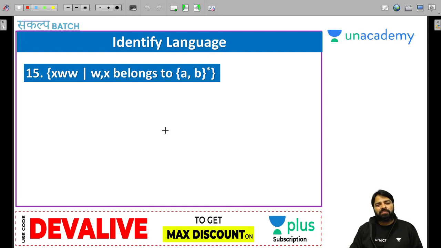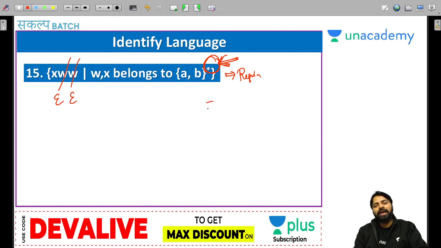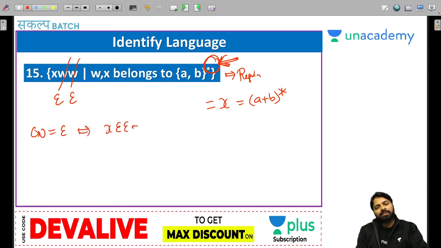Now, XWW. Just for cross checking: is it regular or not regular? We have already done this. It is regular. What are you looking at? Look at this star. What is it trying to say? For W I can put epsilon. I can depend on X only. When I put W as epsilon, what do you get? X epsilon epsilon, which is (A plus B) whole star.